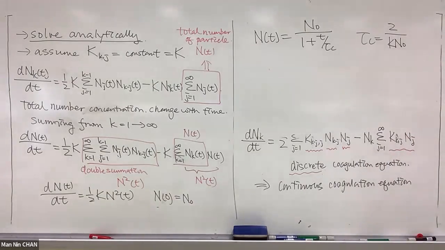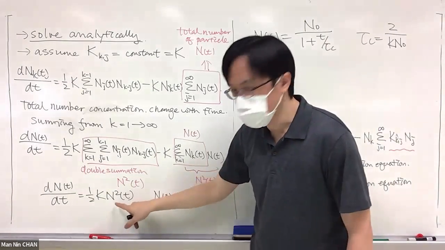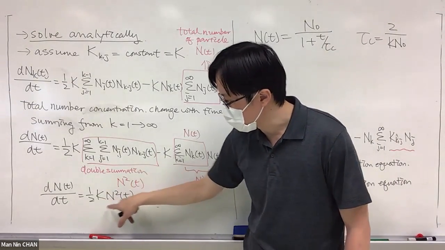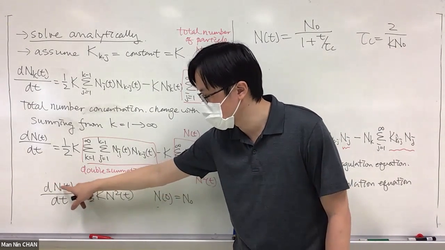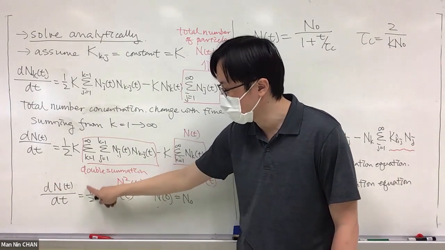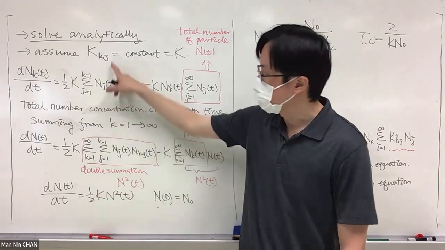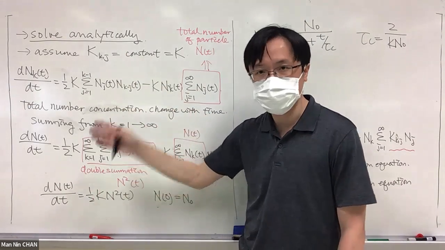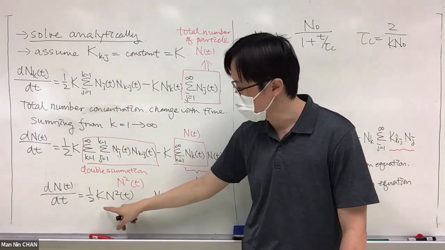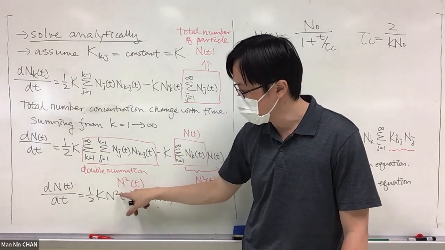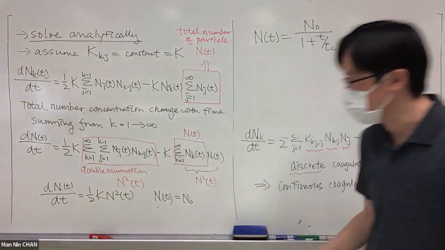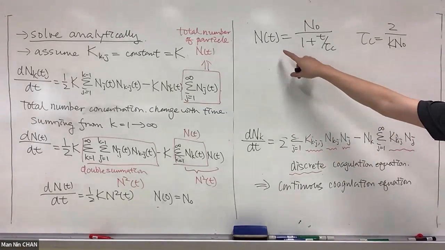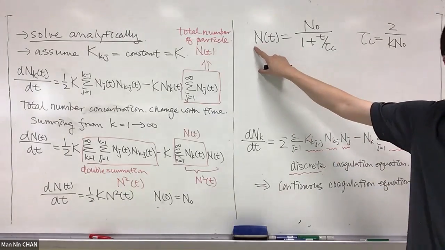Okay. So if you're solving this equation, I assume you have no problem solving this. The total number concentration change with time will be equal to 1/2 times k. K is the coagulation coefficient, constant for all particle size range. And then it's just N squared. So if solving this, you will find your concentration change with time.